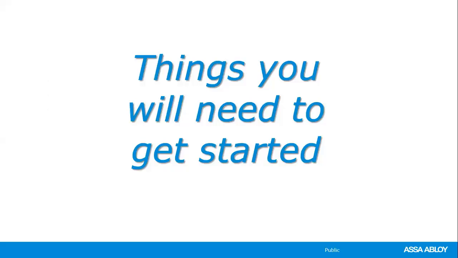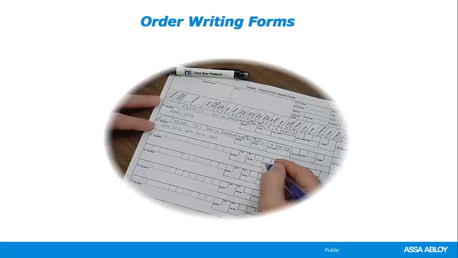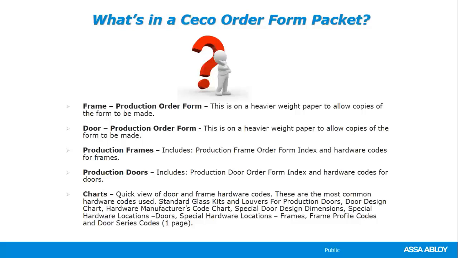With the order writing guide, things you'll need to get started is, of course, the Ceco order writing manuals. You can have it with the binder, you can have the inserts, or just inserts alone, you can order those. In the order writing packet, there's a couple things which are really nice. One is a frame production order form, and I'm going to show you that here in a little bit. It is a heavier weight paper in this packet, so it allows you to make copies.